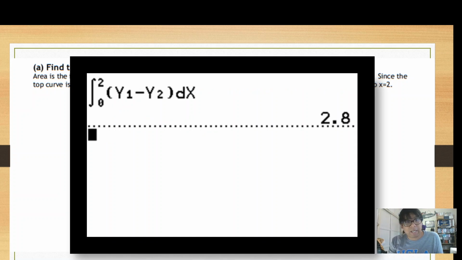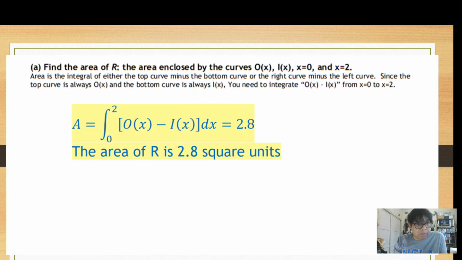It's nice to do on the calculator because you can just go ahead and throw that in there. If you have y1 and y2 already programmed, which you probably should, you just integrate that and you get 2.8. So the area of R is 2.8 square units. Remember, I like to write a sentence at the very end to explain what's going on.